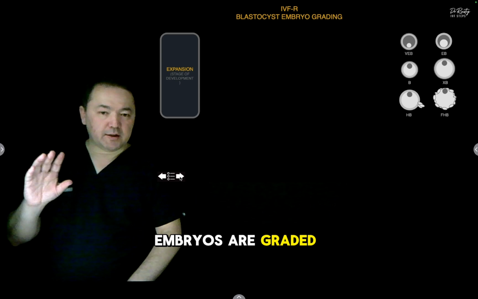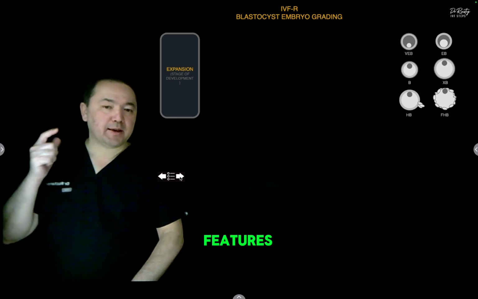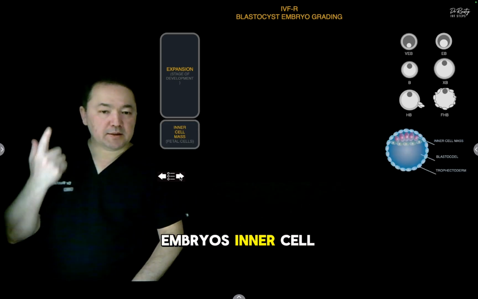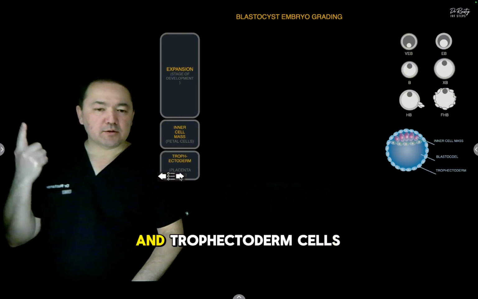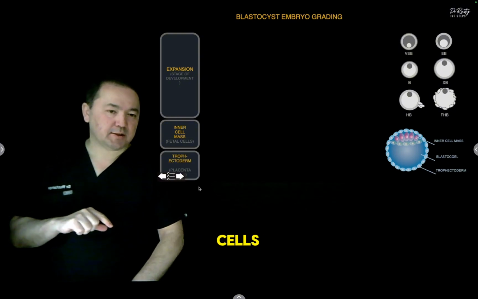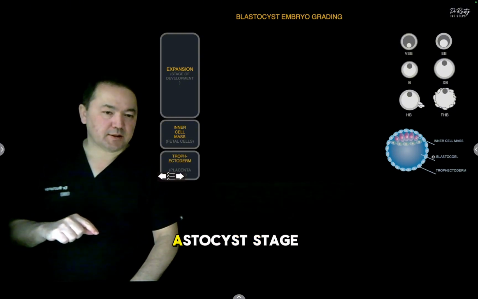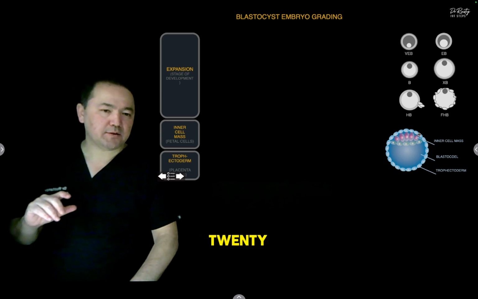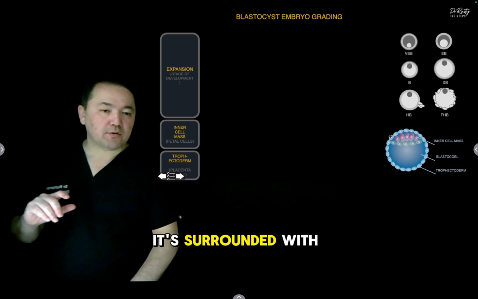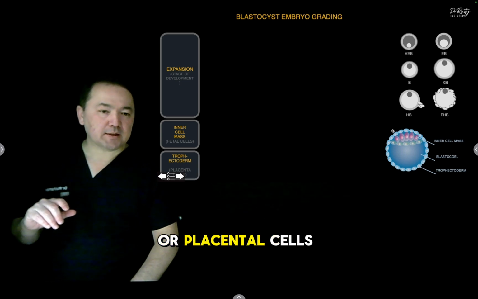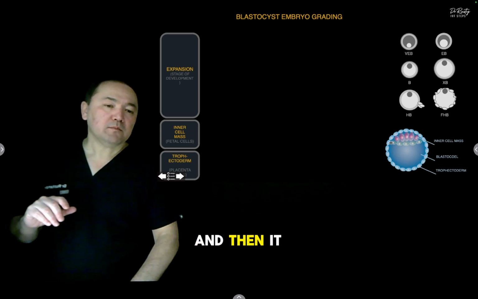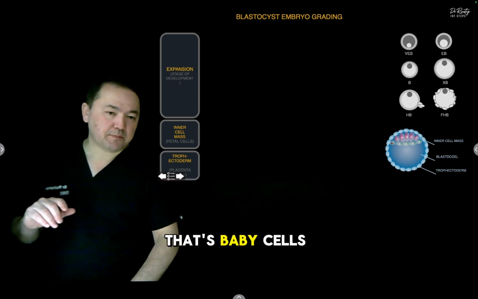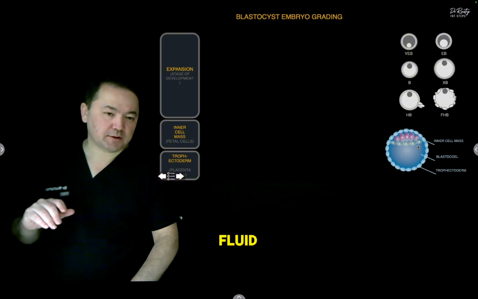Embryos are graded according to 3 features: expansion of the embryos, inner cell mass, that's baby cells, and trophectoderm cells, which is placental cells. Embryo looks like this at blastocyst stage. It has got approximately 120-140 cells. It's surrounded with a trophectoderm or placental cells, and then it has got inner cell mass, that's the baby cells, and it's got fluid between the trophectoderm and baby cells.